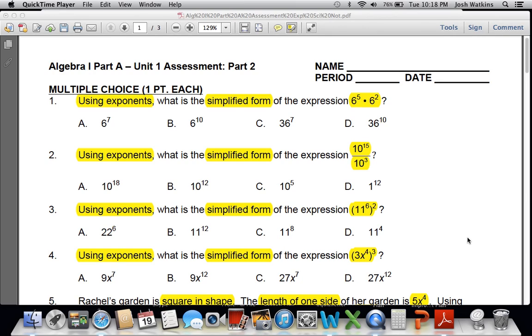Part A, the Unit 1 Assessment, Part 2. We're going to do 1 through 17 today, the multiple choice portion.